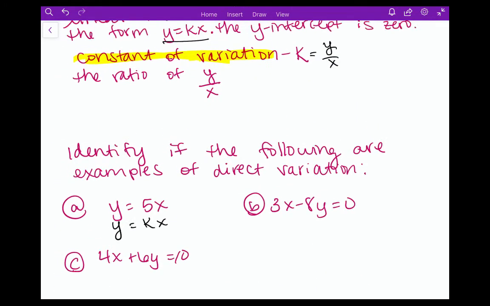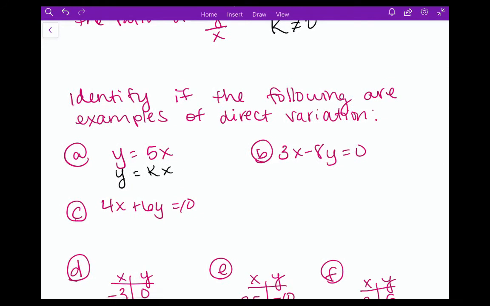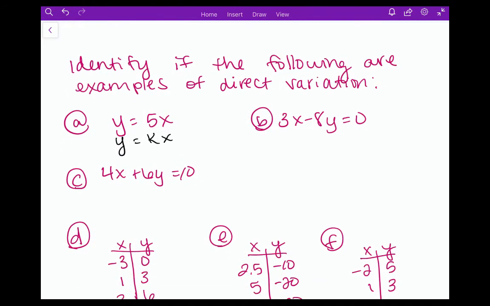And also you need to note that k cannot equal 0. If k is 0, then it's just y equals 0. That's not direct variation. All right, so that's y equals kx. In this example, k equals 5. In example B, the y is not by itself, so let's get the y by itself.